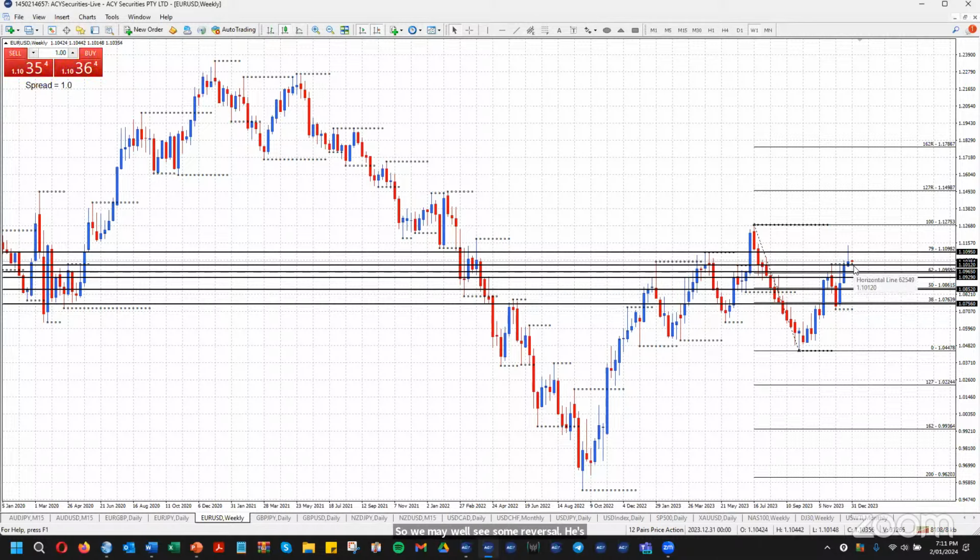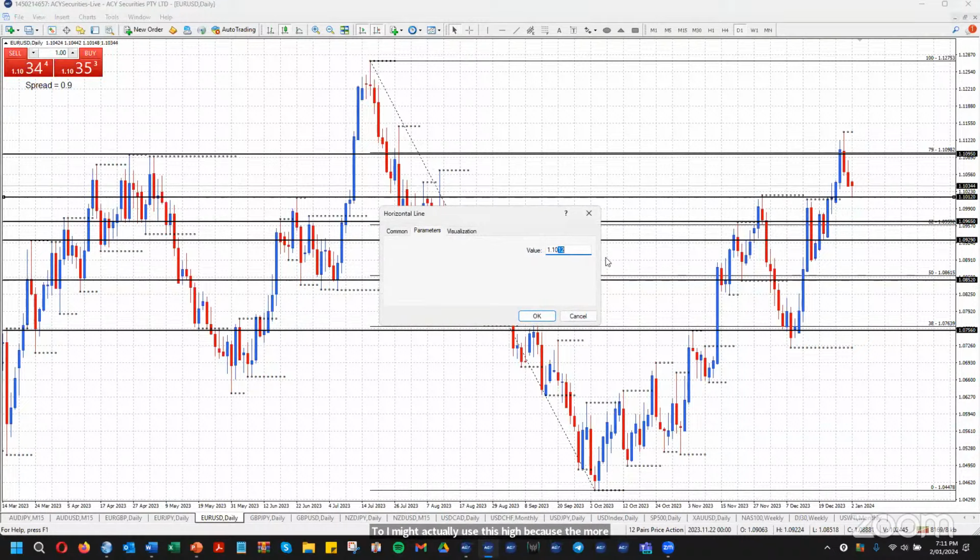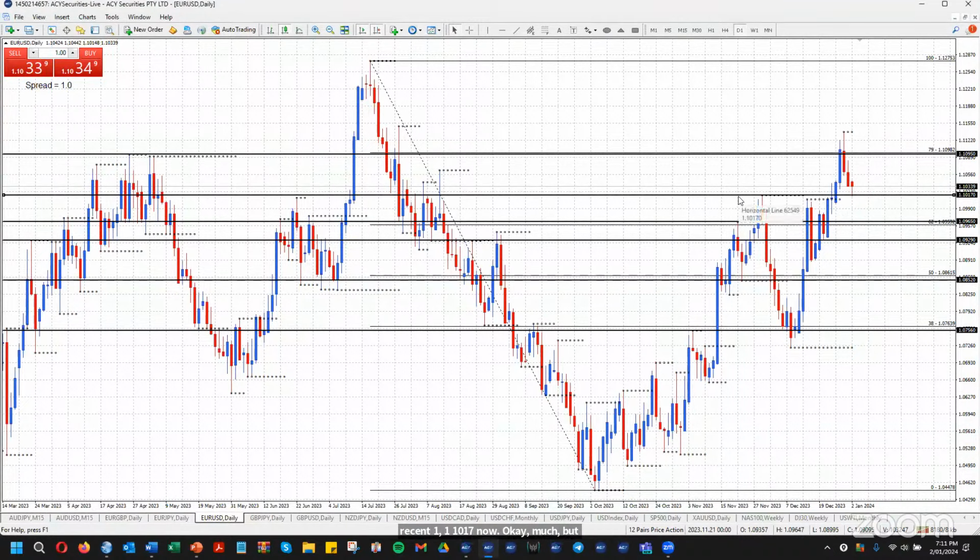Is it going to be a long-term reversal or a short-term reversal? We'll have to wait and see and just monitor things. So we could be getting support here. So as I say, which side of the market you're on. Today, you have the opportunity down close to 110, 110.12 here to, I might actually use this high because it's the more recent one, 110.17 now. Much of a muchness, but that's the more recent high that we're getting support at.